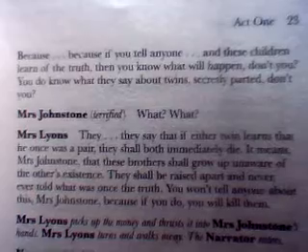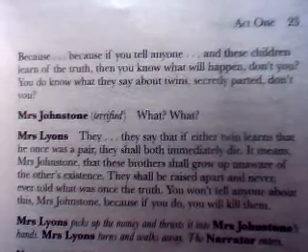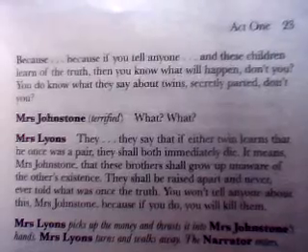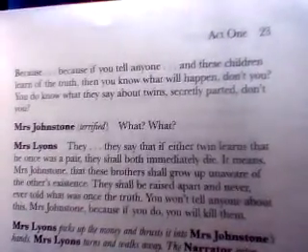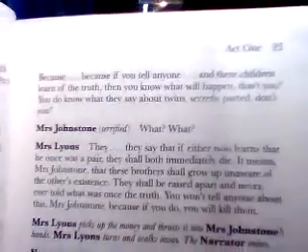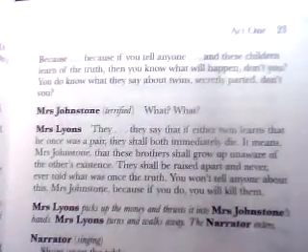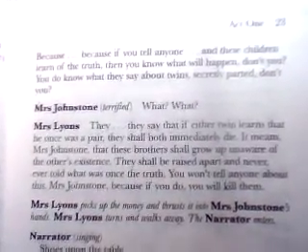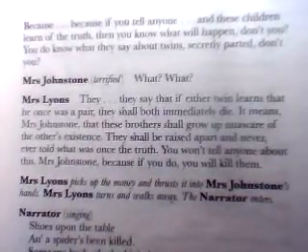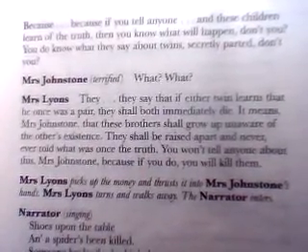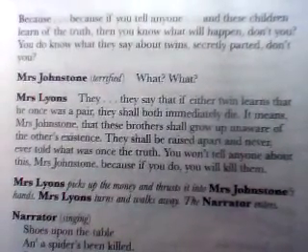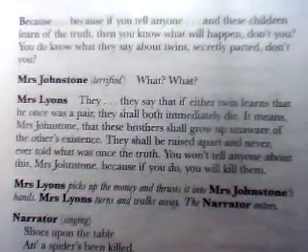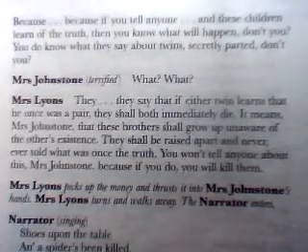The fact that Mrs. Johnstone is terrified by the superstition here that is being literally invented by Mrs. Lyons to control her shows her weakness. And it shows once again the cynicism and the cruelty of Mrs. Lyons. Mrs. Lyons continues and says, they say that if either twin learns that he was once a pair, they shall both immediately die. That is the superstition that she invents.